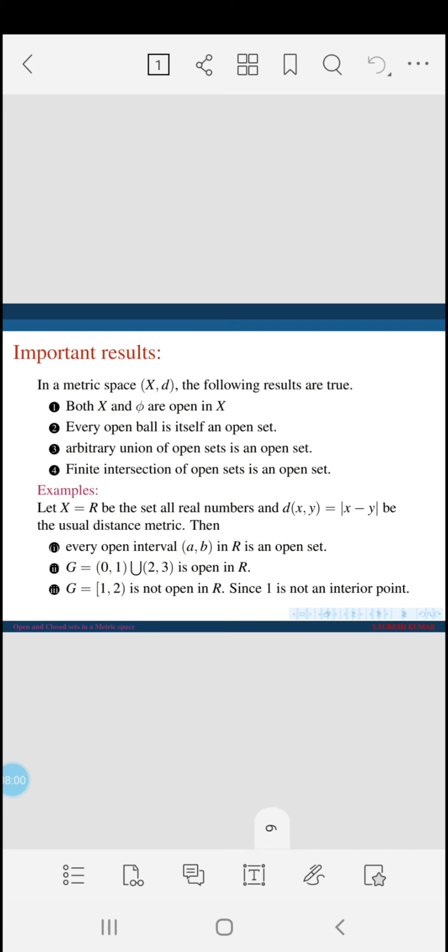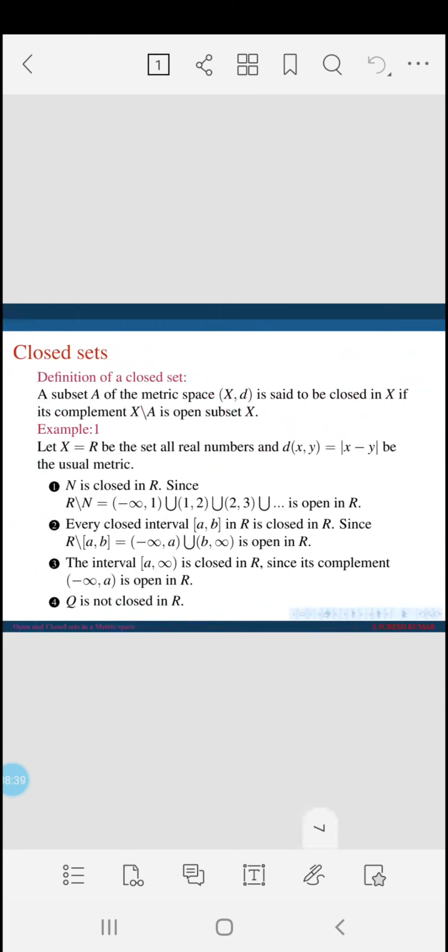But G equal to the interval [1, 2) is not open in R, since 1 is not an interior point. Since every neighborhood of 1 is not fully contained in [1, 2), some part of the neighborhood lies outside of [1, 2). Therefore, [1, 2) is not open in R.